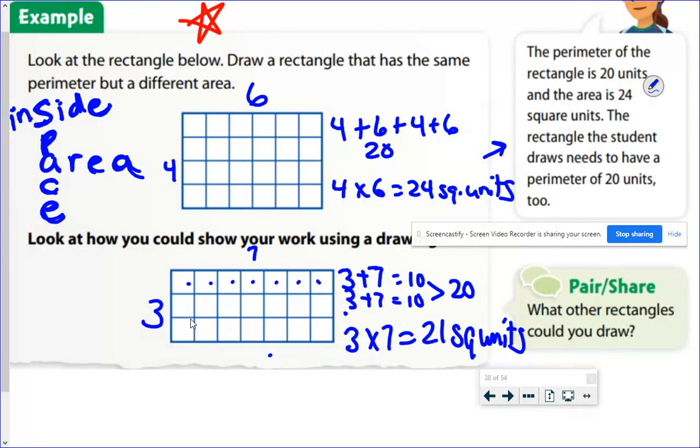Both of these have the same perimeter of 20 units, the distance around both of those shapes. But then as you see from my calculating that the area, the amount of space inside is different. So the shape on top, the area of 24 square units, if we were to compare it, say call this shape A and this shape B, we would say the area of shape A is greater than the area of shape B because 24 is greater than 21.